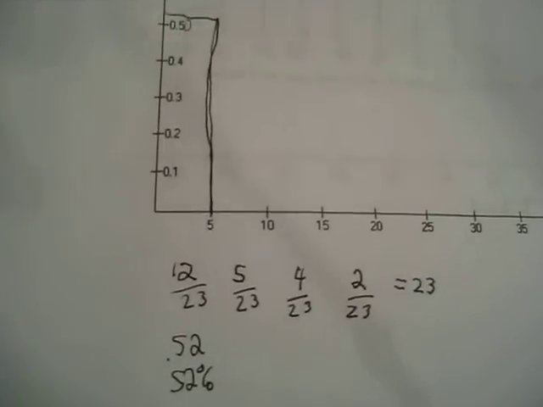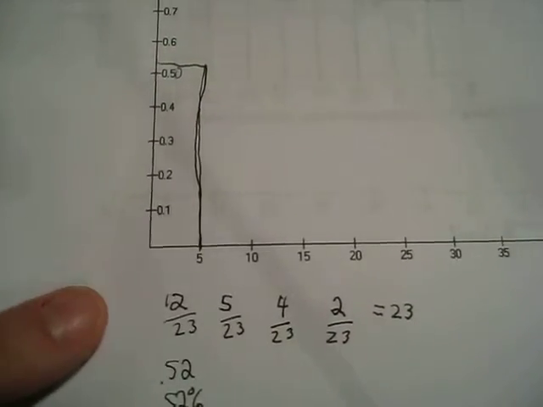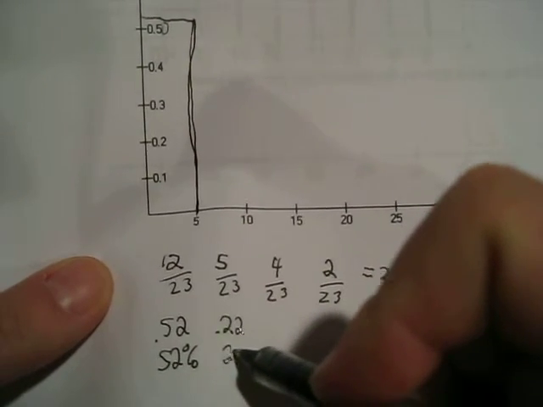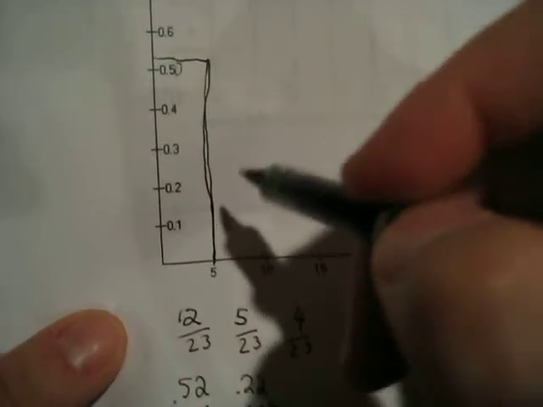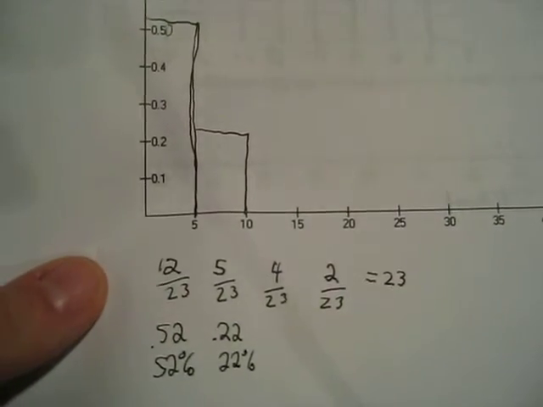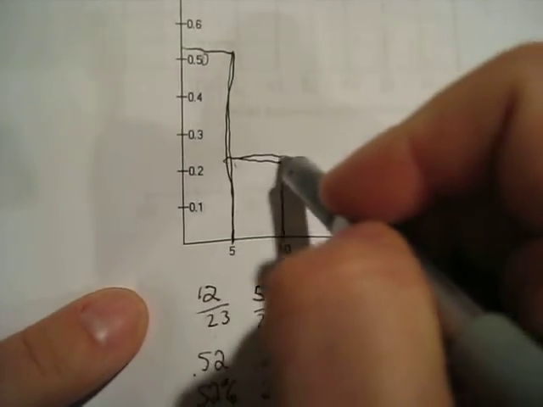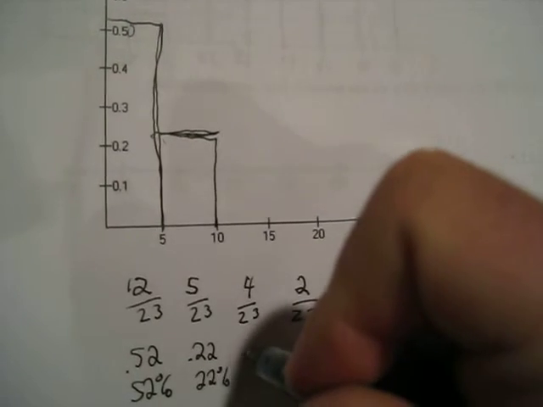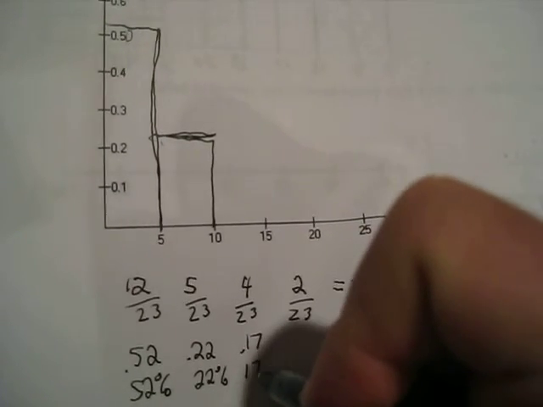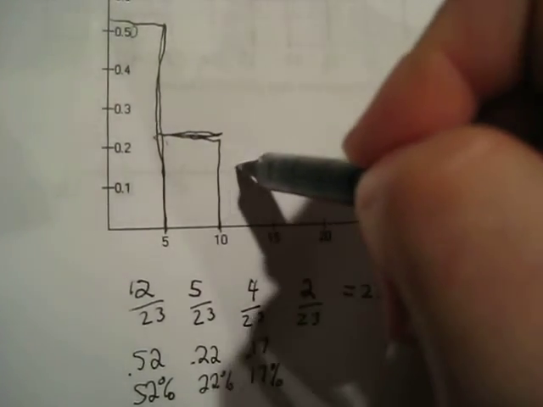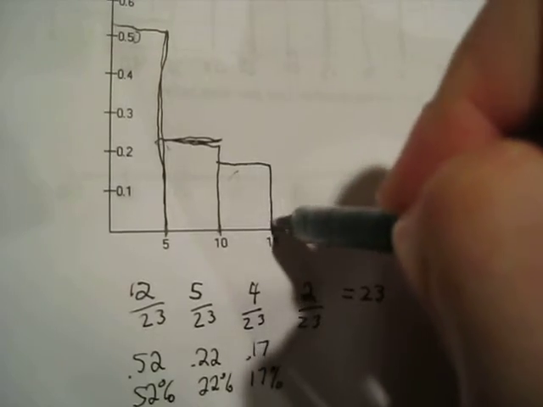Now, 5 divided by 23 is 22%, or 0.22, and I rounded that. This is going to go a little bit above 0.2, which is 0.20. Okay, sorry, let me level that off a little bit there. Okay, 4 divided by 23 isn't too far away from 0.22. This is going to be 0.17, or 17%. And that means this bar here is going to be almost at 20, so about 17 right there.